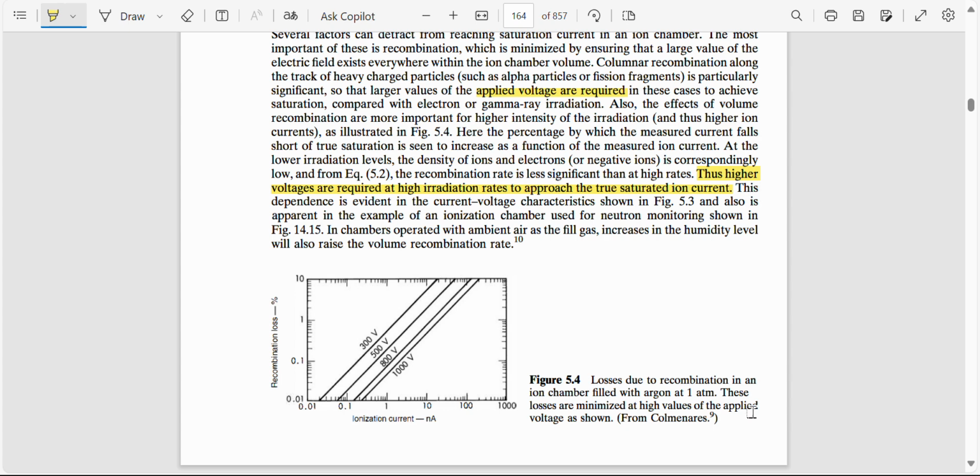In this figure, the x-axis is the ionization current in nanoamperes and the y-axis is the recombination loss. So the recombination loss is less for the higher potential.